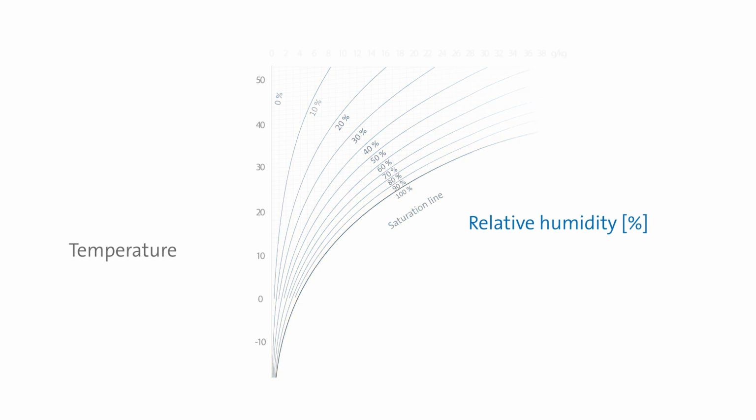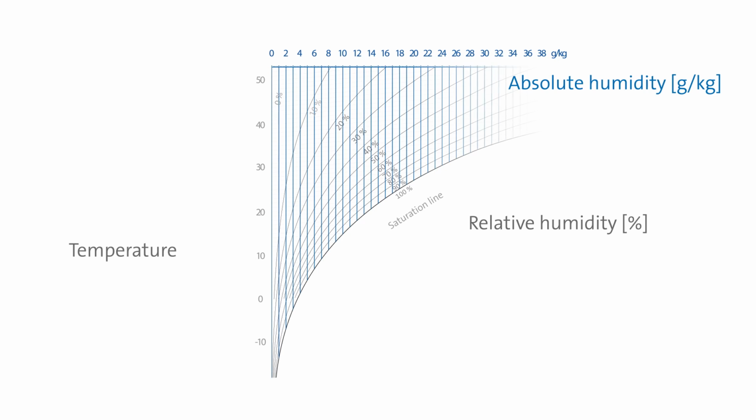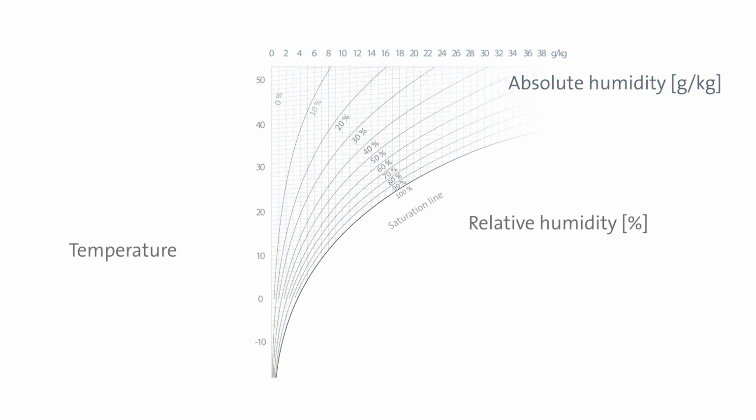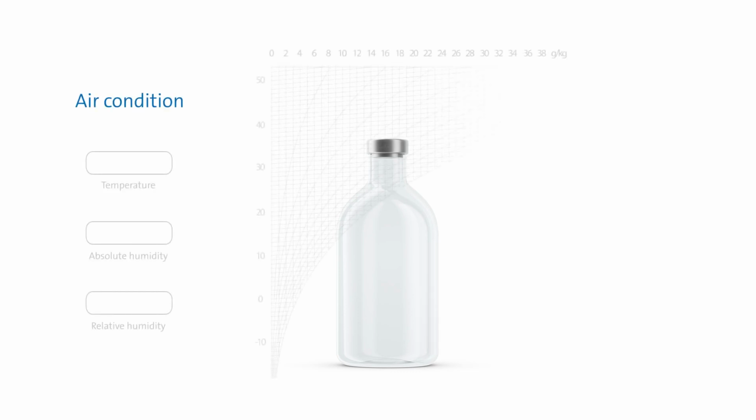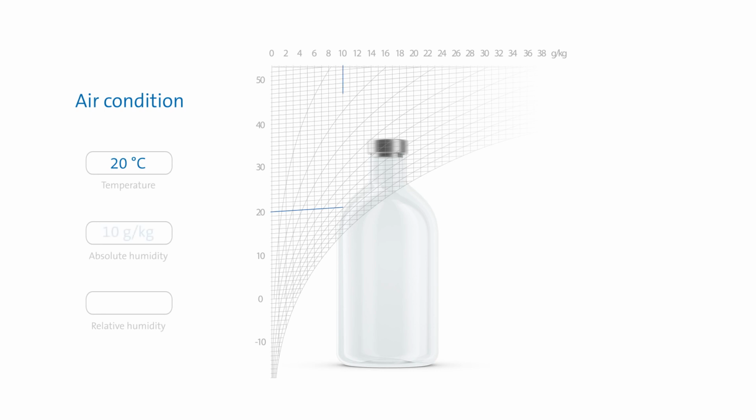By contrast, absolute humidity describes the precise amount of water contained in air, in grams of water per kilogram of air. So now, what can we say about an air condition with an established temperature, absolute humidity and relative humidity? Let's assume we have a flask containing air at 20 degrees Celsius, 10 grams of water per kilogram of air and 70% relative humidity.